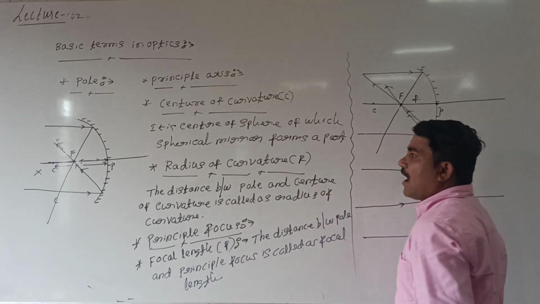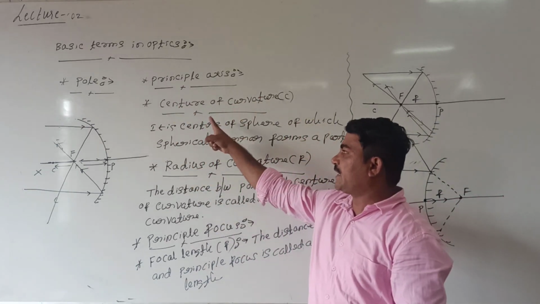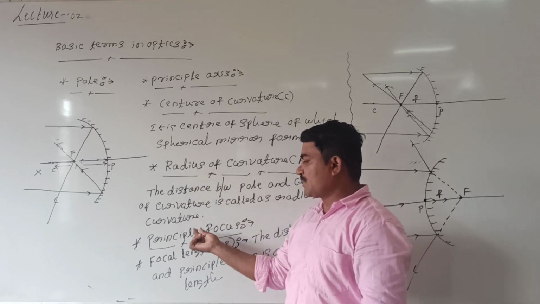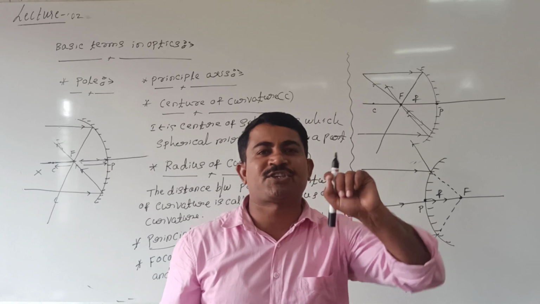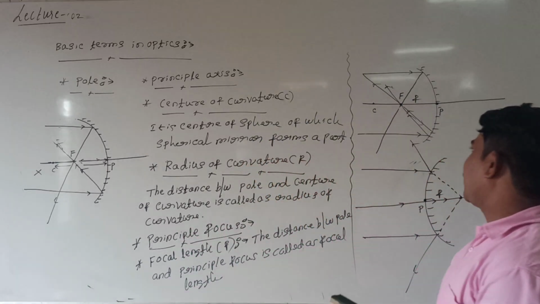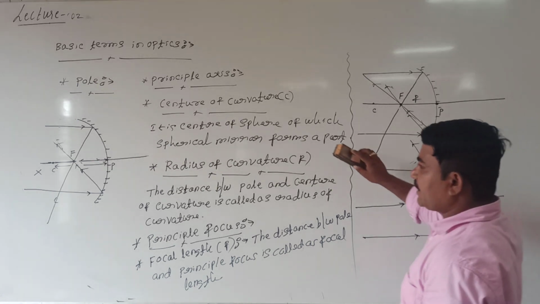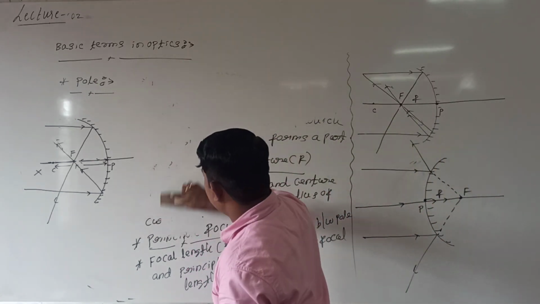I have defined some terms: pole, principal axis, center of curvature, radius of curvature, principal focus and focal length. One more that we are calling aperture. One more term we will see regarding this. See here, that term is nothing but aperture. Shall I define?